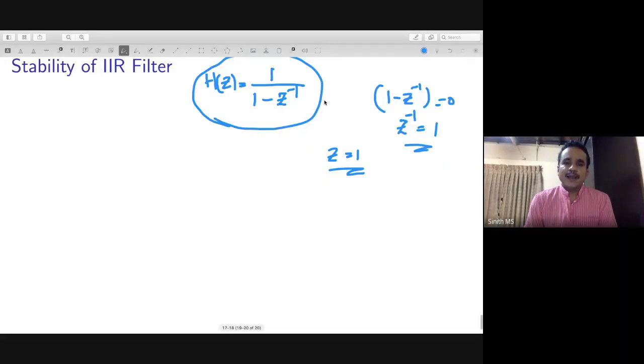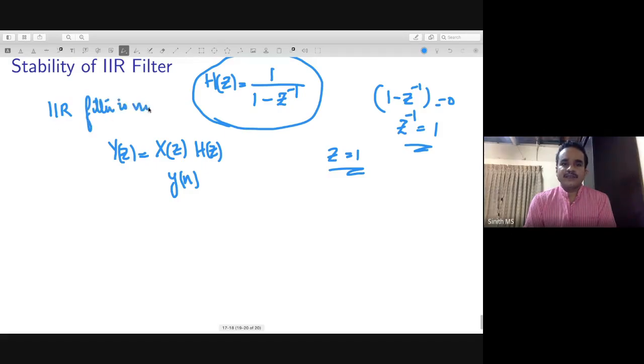So at z equal to 1, this is going to tend to infinity. And hence, if you find Y(z), which is input z transform multiplied by H(z), this will tend to infinity, and hence y(n) will also tend to infinity. So this filter is not stable at z equal to 1. So there are some criteria. You cannot tell that an IIR filter is always stable. It will be stable only under some conditions.